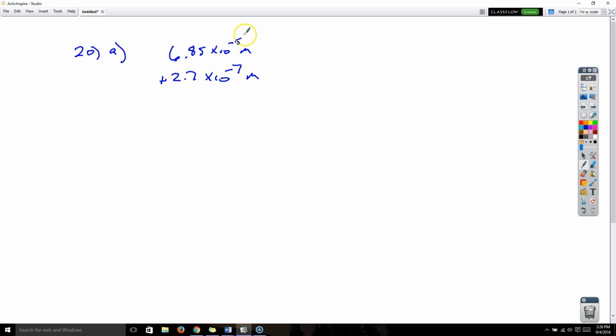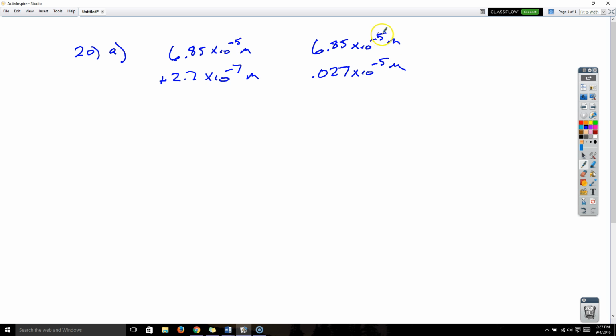We need to get these with the same exponents in order to really see which one has the fewest numbers to the right of that digit. So let's do that. We're going to write 6.85 times 10 to the negative 5th. We're going to leave that one the way it is, and we're going to change this one to times 10 to the negative 5th. So to do that, we've got to make this number 0.027 times 10 to the negative 5th meters.